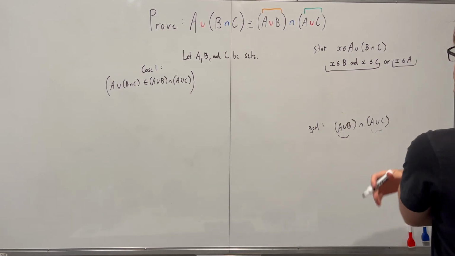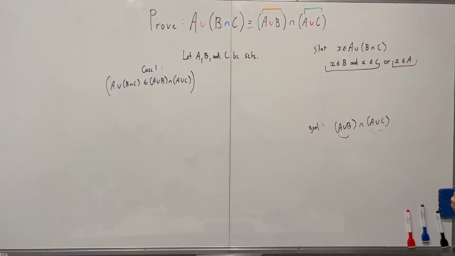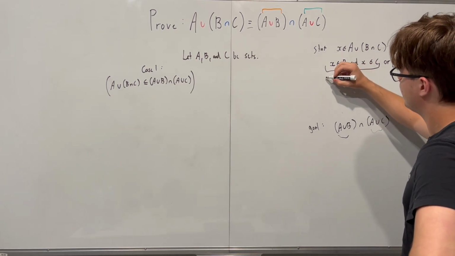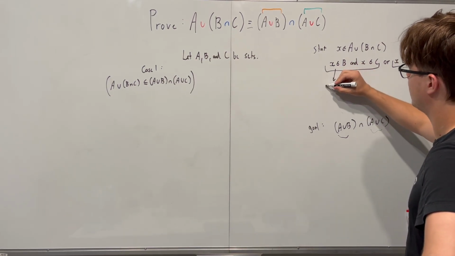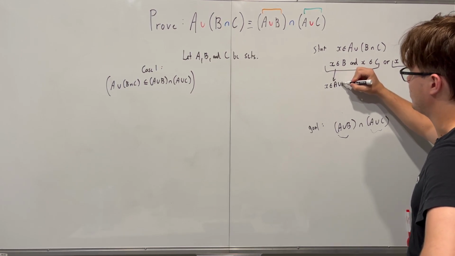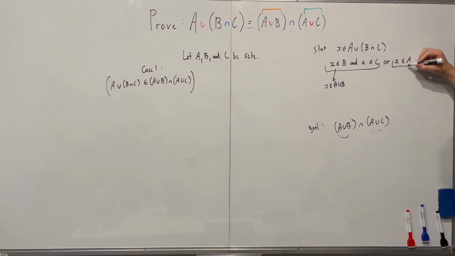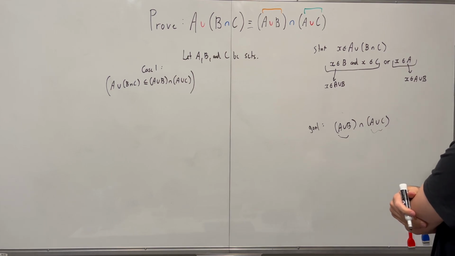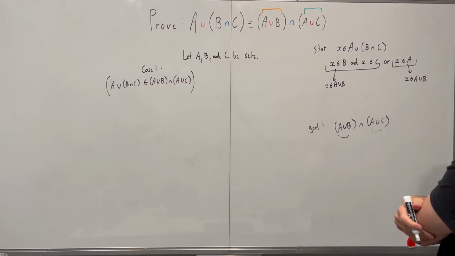How can we get that? Well, we're going to say that if X is in B, then X must be in A union B, right? That makes sense. And the same thing here. If X is in A, X is going to be in A union B. Fantastic. So we got that part down.